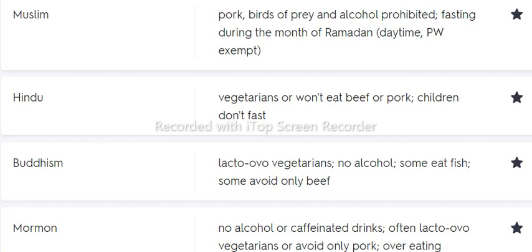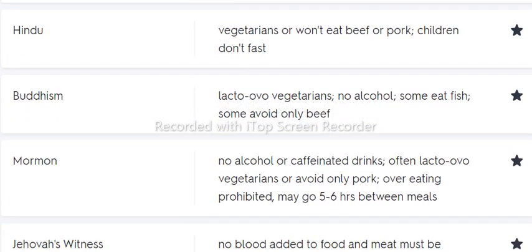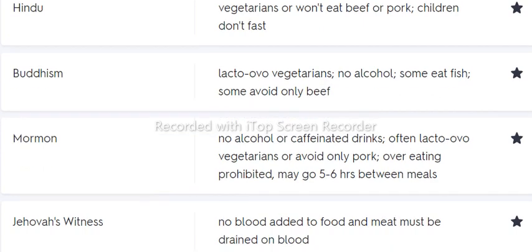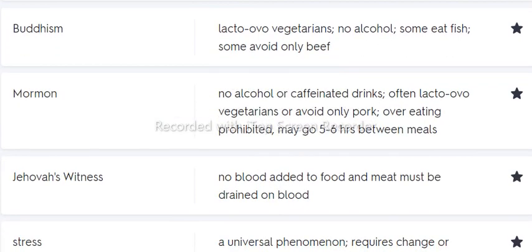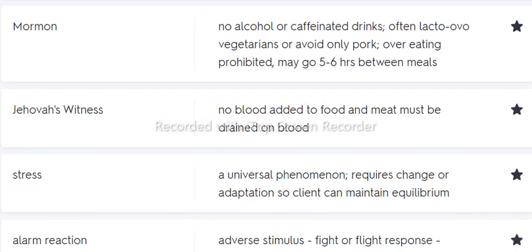Hindu vegetarians or won't eat beef or pork, children don't fast. Buddhism lacto-ovo-vegetarians, no alcohol, some eat fish, some avoid only beef. Mormon no alcohol or caffeinated drinks, often lacto-ovo-vegetarians or avoid only pork. Overeating prohibited, may go 5 to 6 hours between meals. Jehovah's Witness no blood added to food and meat must be drained of blood.